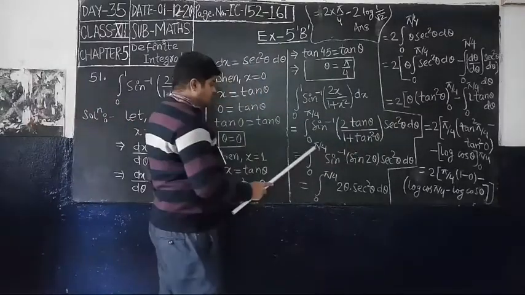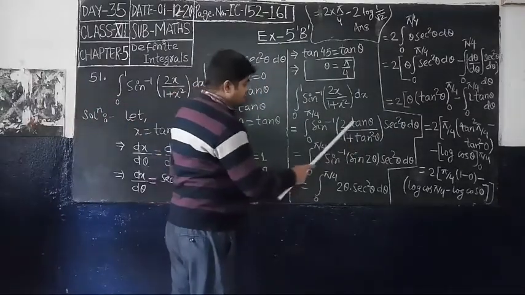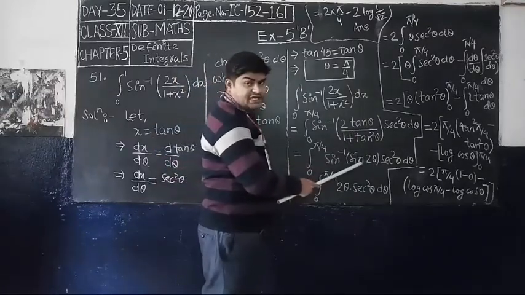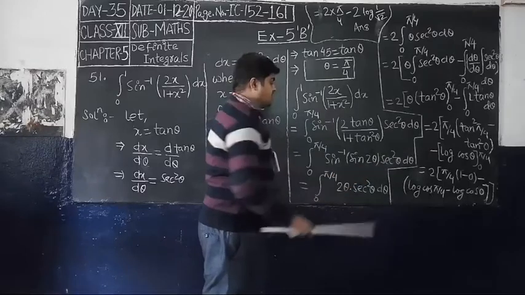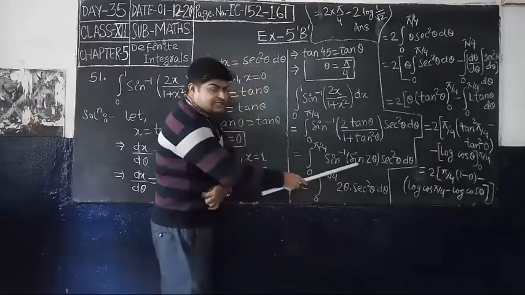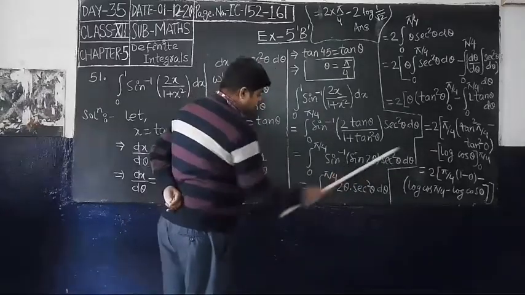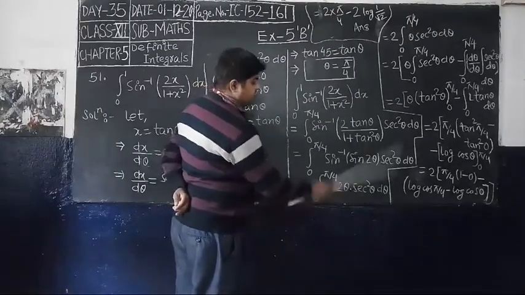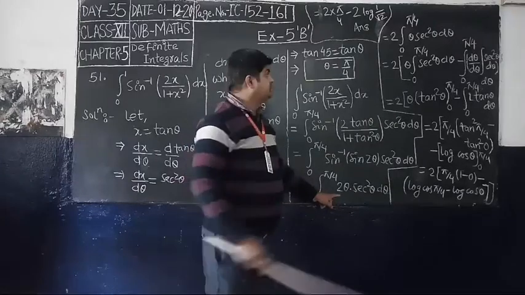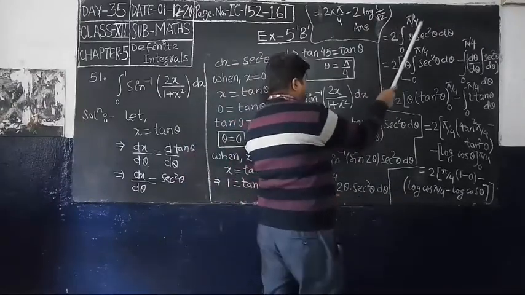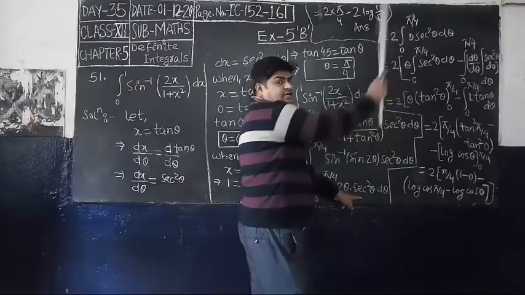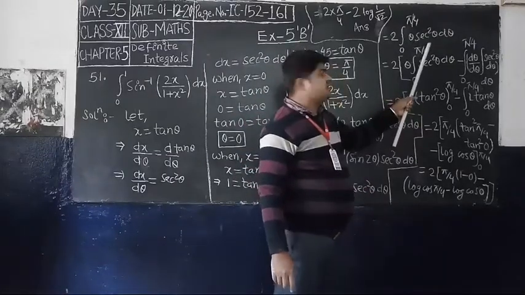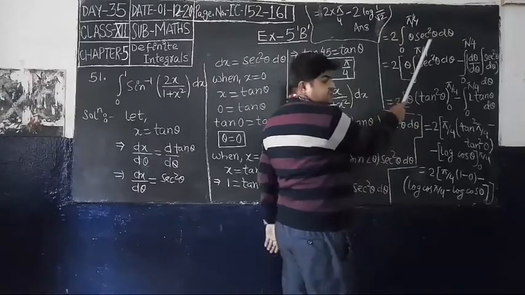Now from 0 to pi/4, sine inverse, and you know 2 tan theta/(1 + tan square theta) is equal to sine 2 theta, times sec square theta d theta. Sine inverse and sine cancel out, this becomes 2 theta sec square theta d theta. Integration from 0 to pi/4 of 2 theta sec square theta d theta. Now separate the 2: 2 times integral from 0 to pi/4 of theta sec square theta d theta. Now you have to use the integration by parts method. This is the first function and this is the second function.